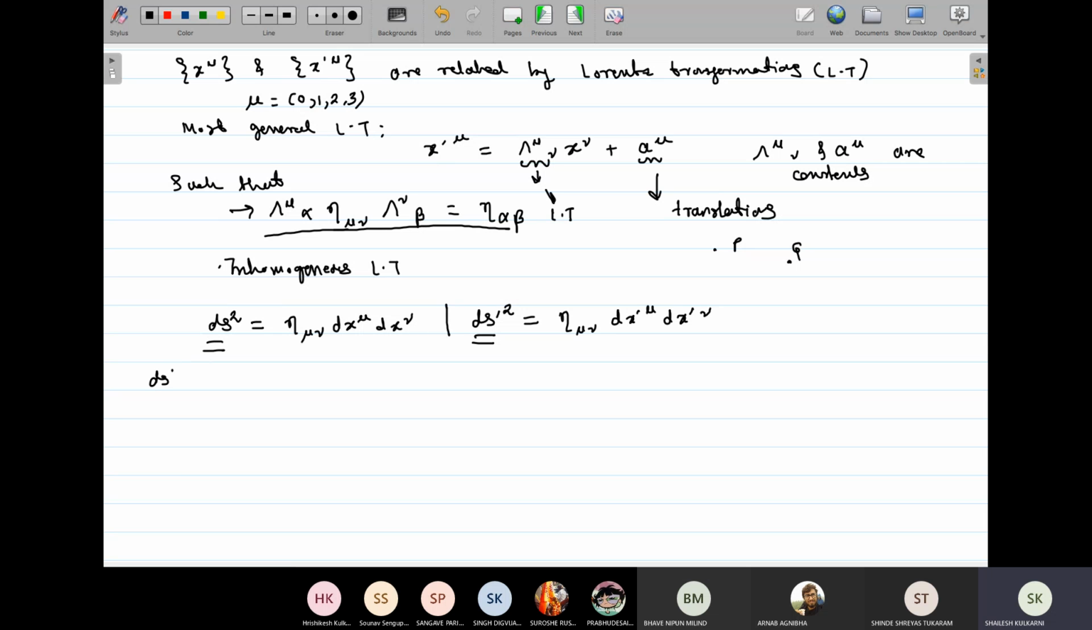So ds prime squared is equal to eta mu nu dx prime mu dx prime nu. What is dx prime mu? From here, since the lambdas are constant, dx prime mu is equal to lambda mu alpha dx alpha. Clear? Since there is an upper index, this quantity transforms like a contravariant vector.